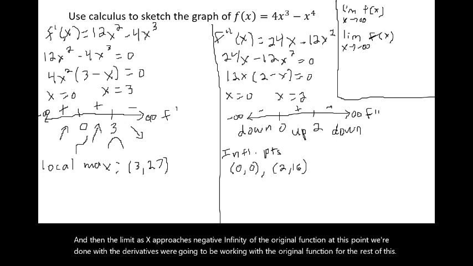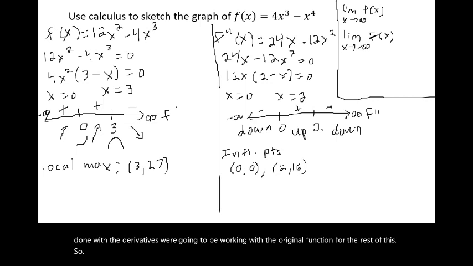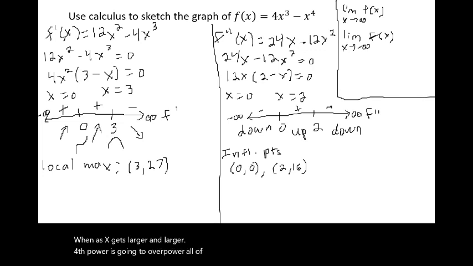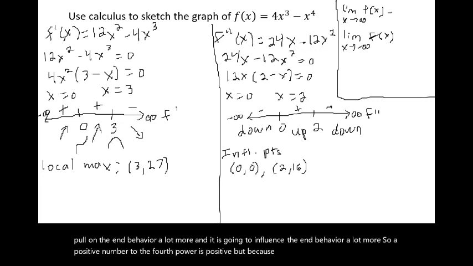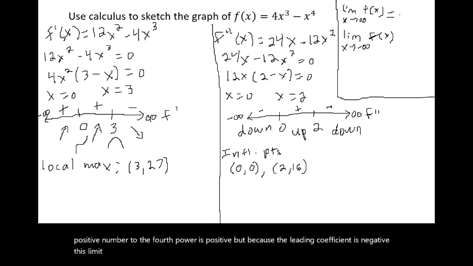So, as x gets larger and larger, the fourth power is going to overpower all of the other terms. So this negative x to the fourth is going to pull on the end behavior a lot more, and it is going to influence the end behavior a lot more. So a positive number to the fourth power is positive, but because the leading coefficient is negative, this limit is actually equal to negative infinity. So the right arrow is actually going to point down.